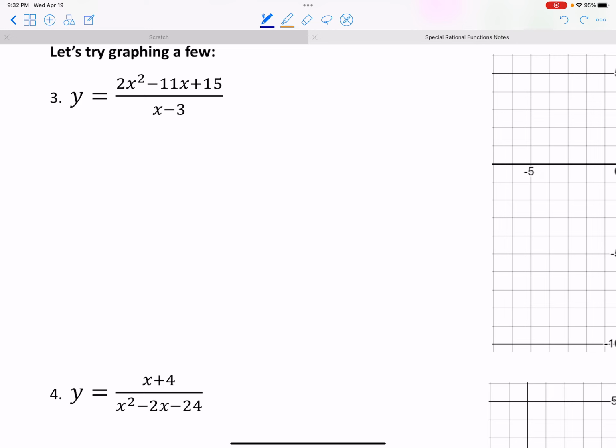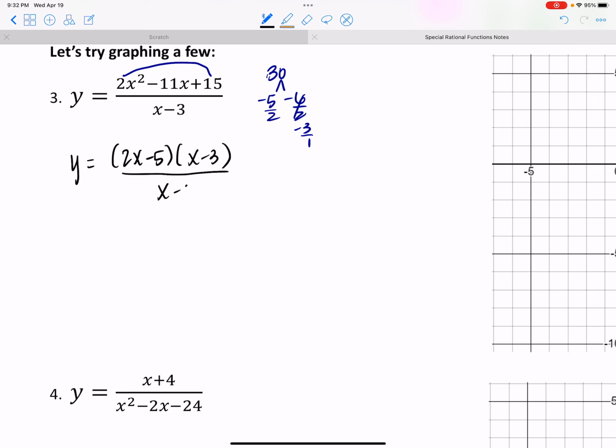Okay? So the top of this one's going to factor. Obviously, it's in this section of notes. 2 times 15 here makes 30. And factors of 30 that make negative 11 are negative 6 and 5. Dividing by 2 and then reducing, I see my function becomes 2x minus 5 times x minus 3 over x minus 3. So again, I would have expected a vertical asymptote at 3, but that x minus 3 is going to reduce out. So the simplified graph, what I'm actually going to graph is just this line.